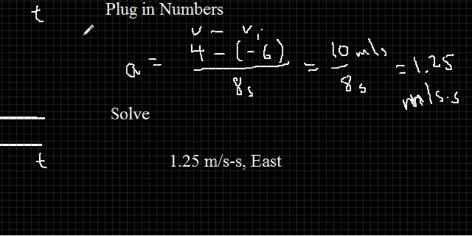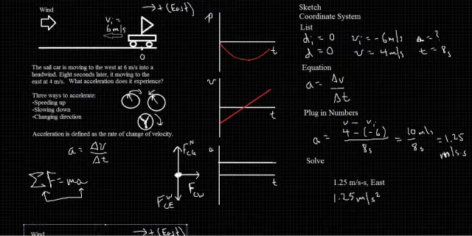We can also write this as 1.25 meters per second squared. Okay, let's make some closing comments here.